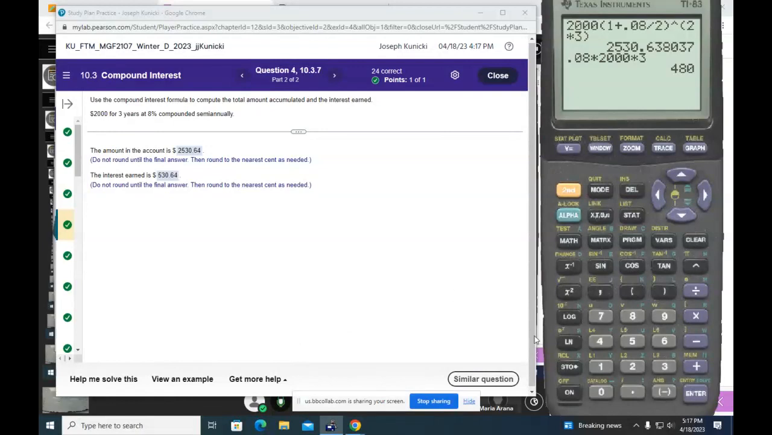Because at the end of 6 months, watch, if I did 2,000 times 8% times half a year, which would be 6 divided by 12, I get $80. I do get the $80 that I would have expected, because if I'm getting 160 for the year, I can expect to get 80 for the 6 months. But at the end of the 6 months, my principal is no longer 2,000. For the next 6-month period, it's 2,080. So I'm going to get interest on that.